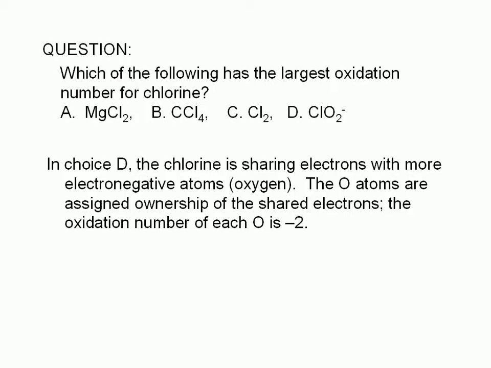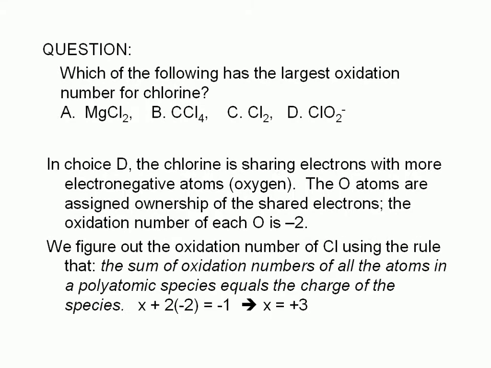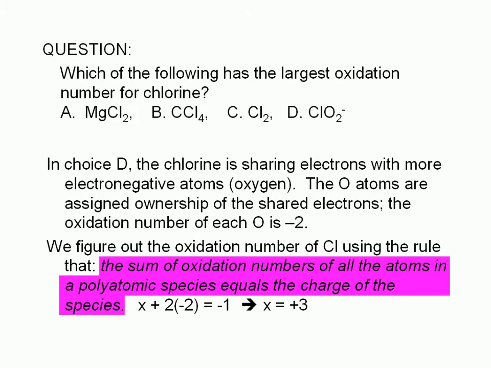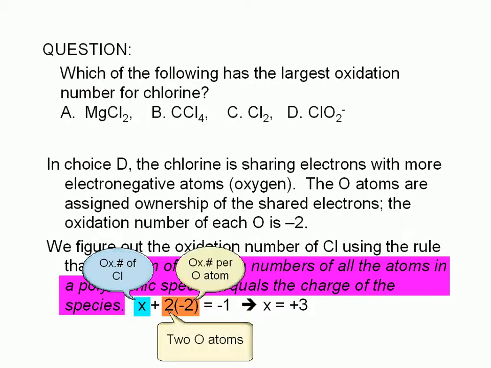We figure out the oxidation number of chlorine using the rule that the sum of oxidation numbers of all the atoms in a polyatomic species equals the charge of the species. So if X is the oxidation number of chlorine, if we add this to the oxidation numbers of the two oxygen atoms, the sum should equal the charge of the polyatomic species, which in this case is -1. Solving for X, we get X equals +3. The oxidation number of chlorine in chlorite ion is +3.